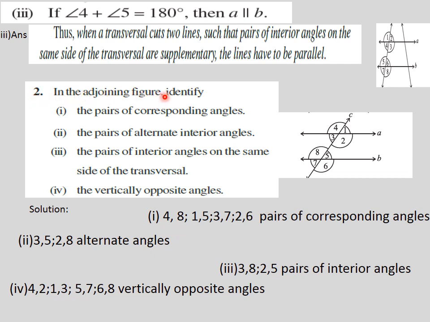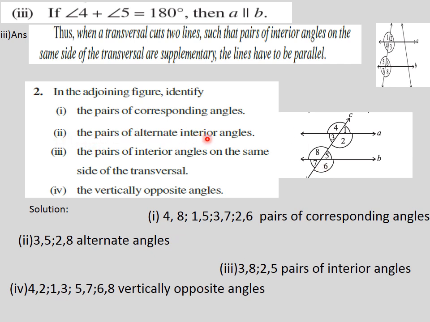Now let us go to the second question. In the adjoining figure, identify the pairs of corresponding angles. Corresponding angles means the same side: 4 and 8, 1 and 5, 3 and 7, 2 and 6. These are corresponding angles. Angle 4 and angle 8 are corresponding, angle 1 and angle 5 are corresponding, angle 3 and angle 7 are corresponding, angle 2 and angle 6 are corresponding angles.